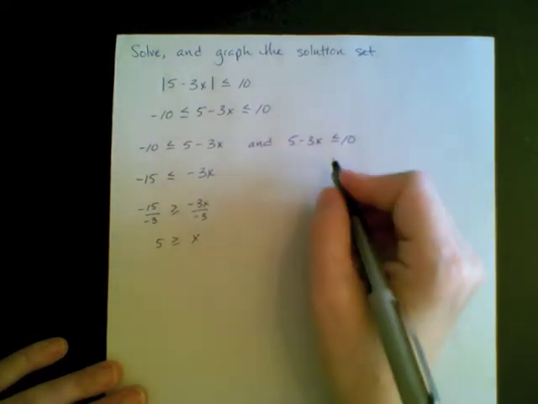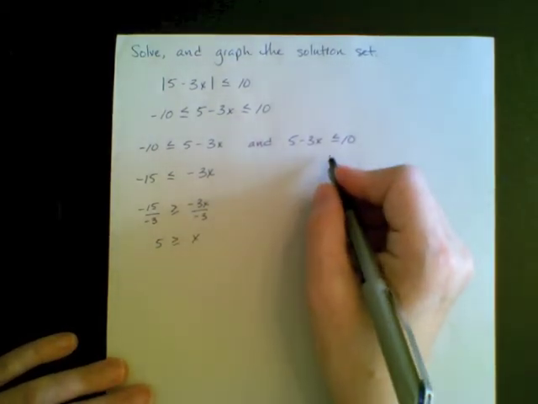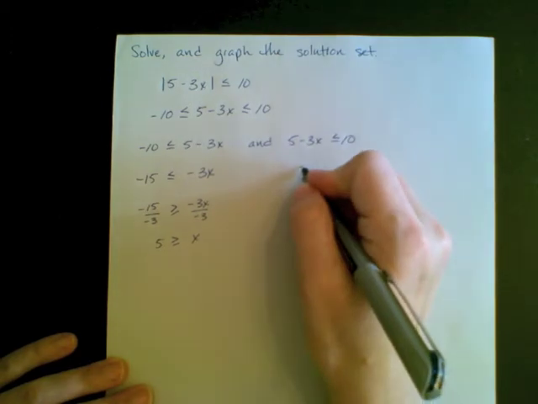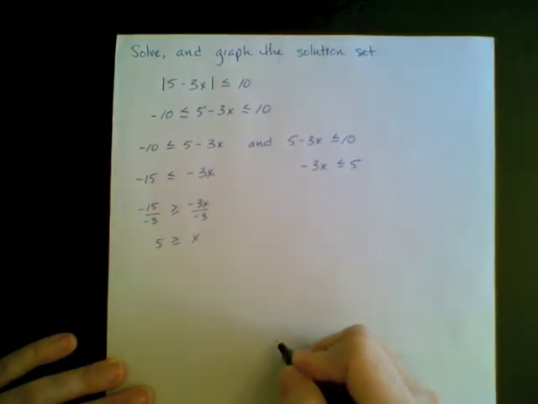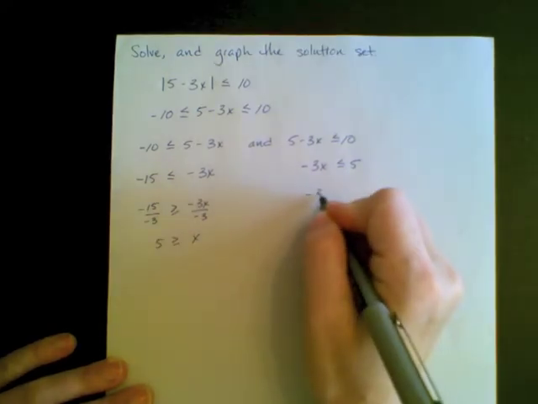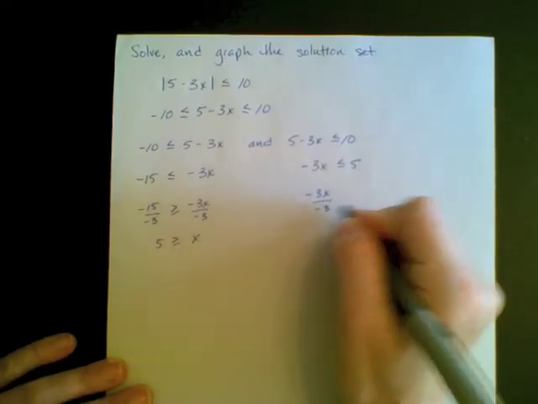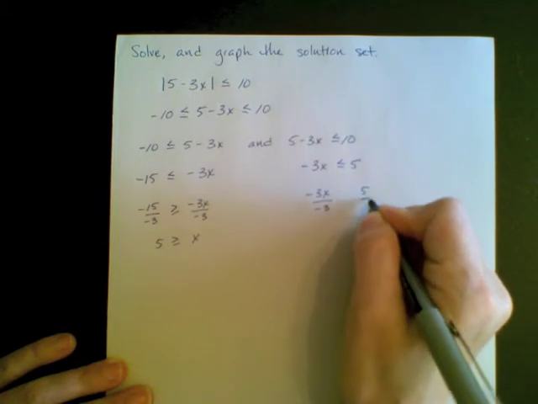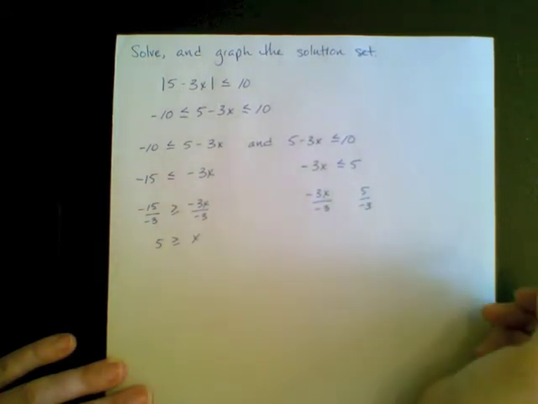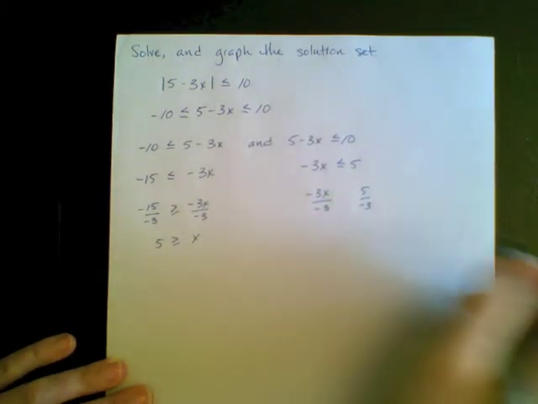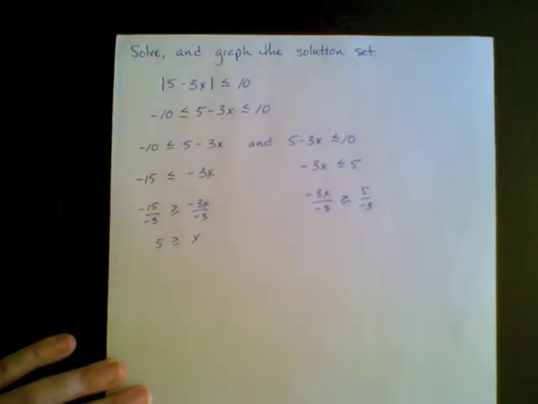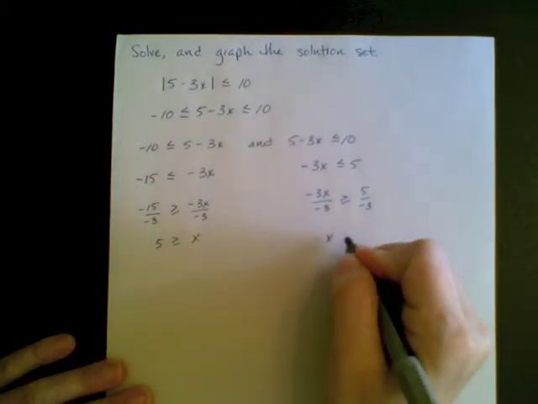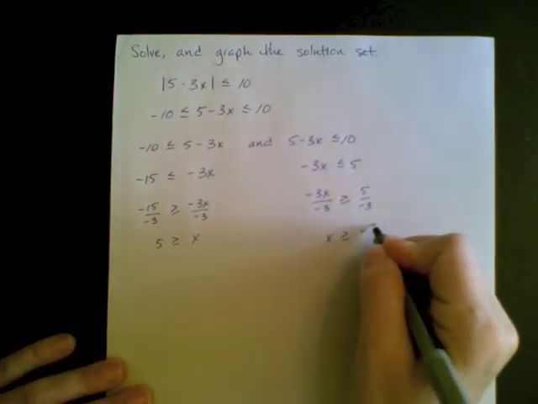So now we take the other side of our inequality. We subtract 5 from both sides of this inequality. Again, we divide by negative 3, and again I'm going to be very explicit about what happens. I'm dividing by a negative number, and so I need to flip my inequality sign. That gives me x is greater than or equal to negative 5/3.